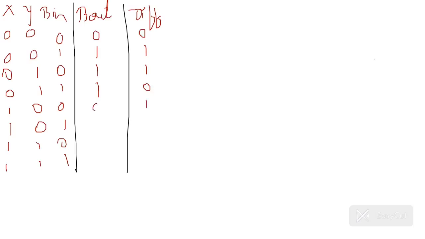We have not taken any borrow, so the borrow out will be 0. 1 minus 0 is 1. Again 1 minus 1 is 0. Borrow out is 0. Then 1 minus 1 is 0. 0 minus 0 is 0. Borrow out is 0. 1 minus 1 is 0 and 0 minus 1 we can't subtract, so borrow out, and it will become 2. 2 minus 1 is 1.